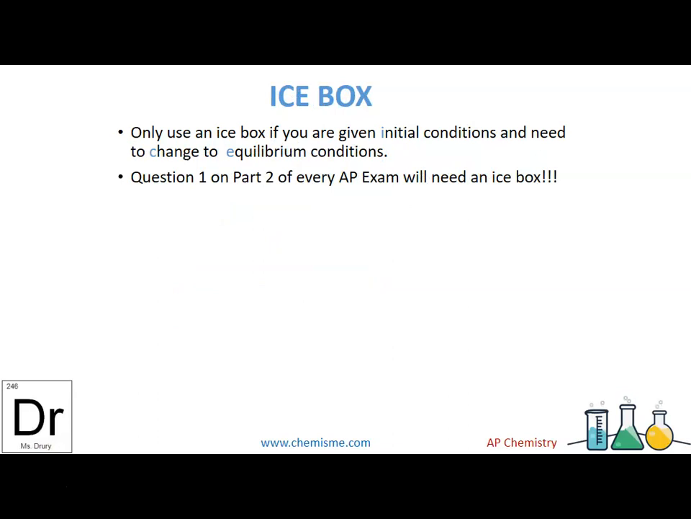And then the second equation that we're going to talk about in more detail is the icebox. After you know which way it's going to shift, you should use that shift to figure out what you will be at equilibrium. So you're only using the icebox if you're given initial conditions like a Q, but you need equilibrium conditions like a K.